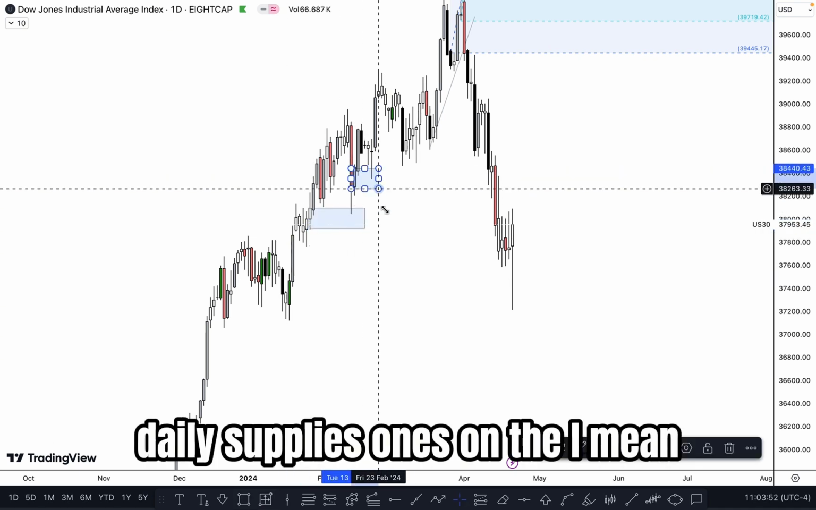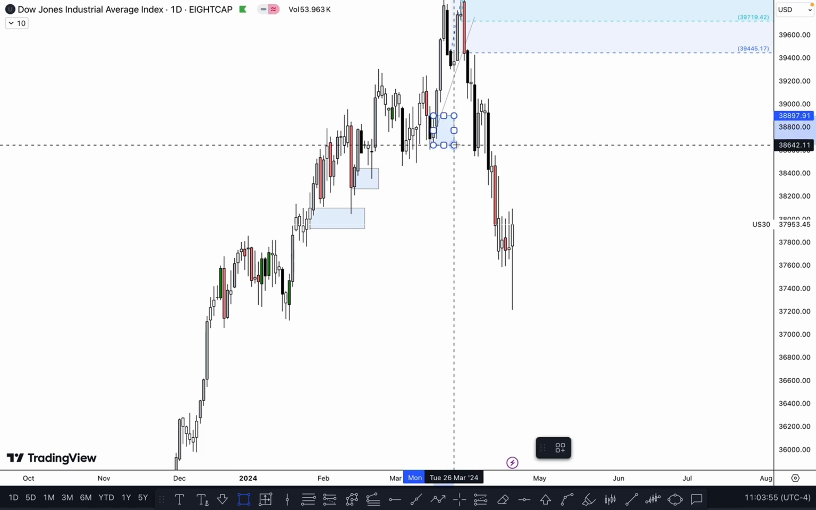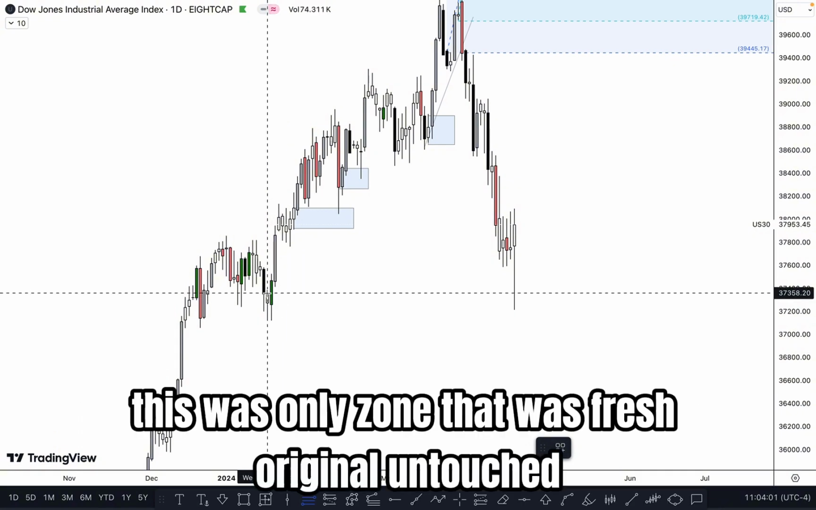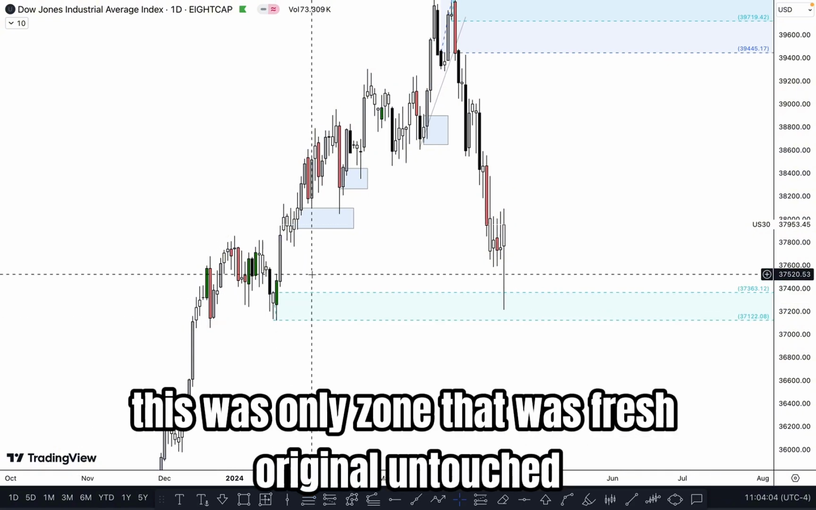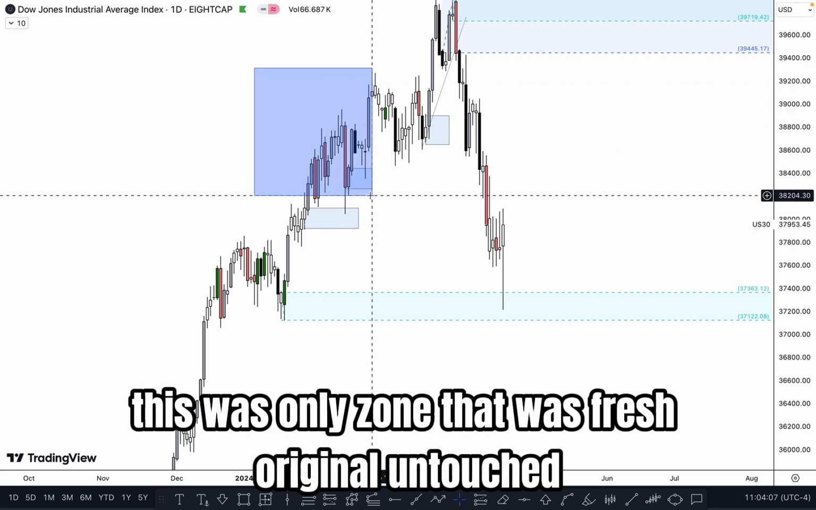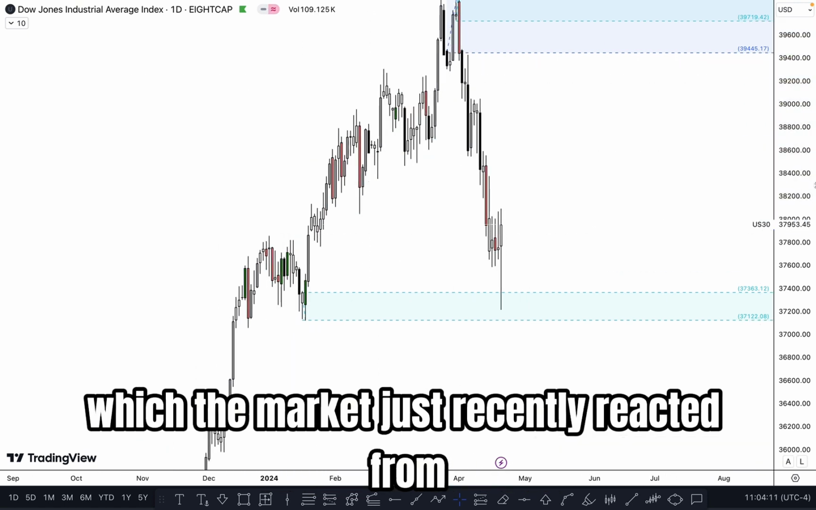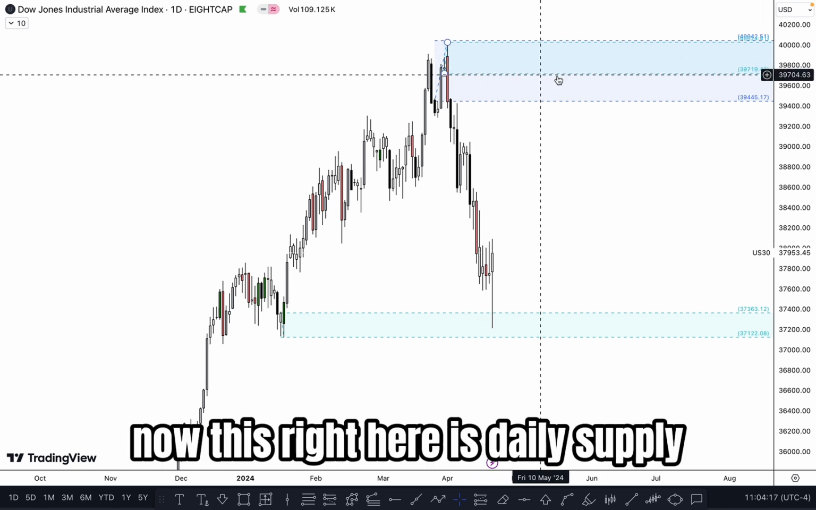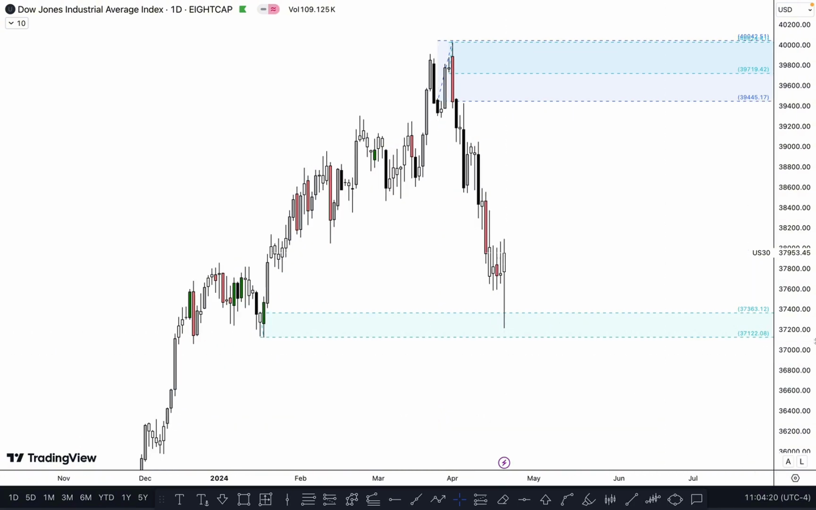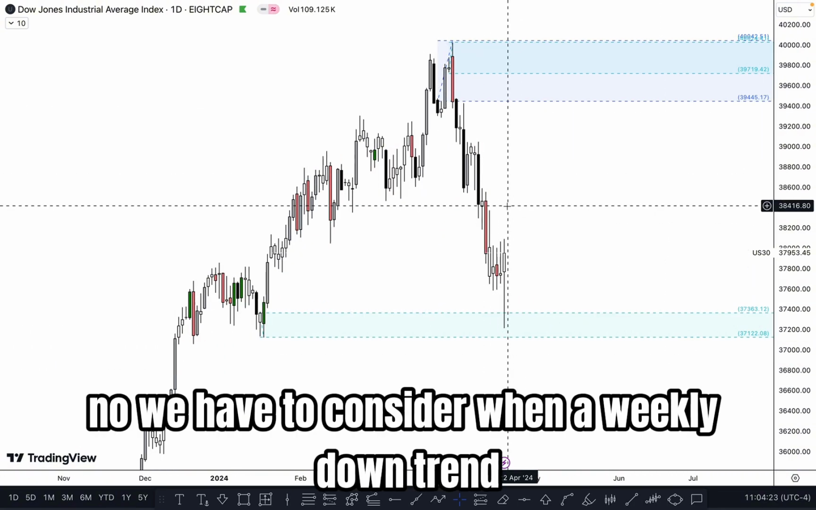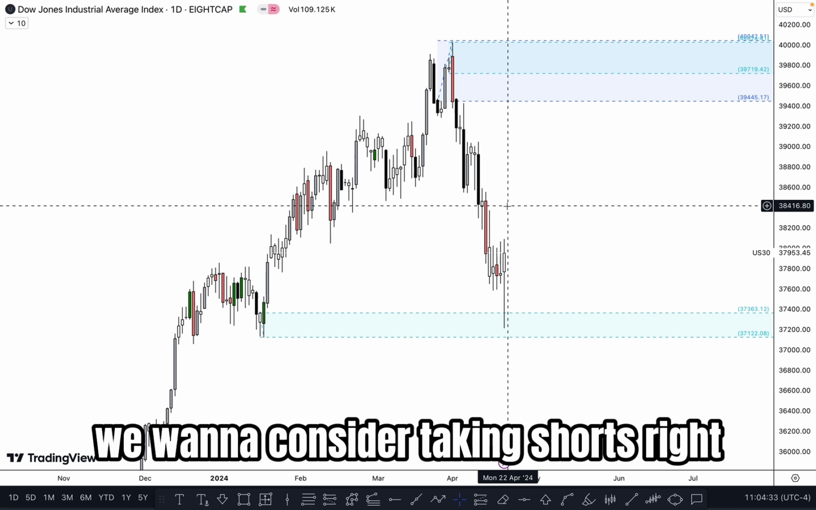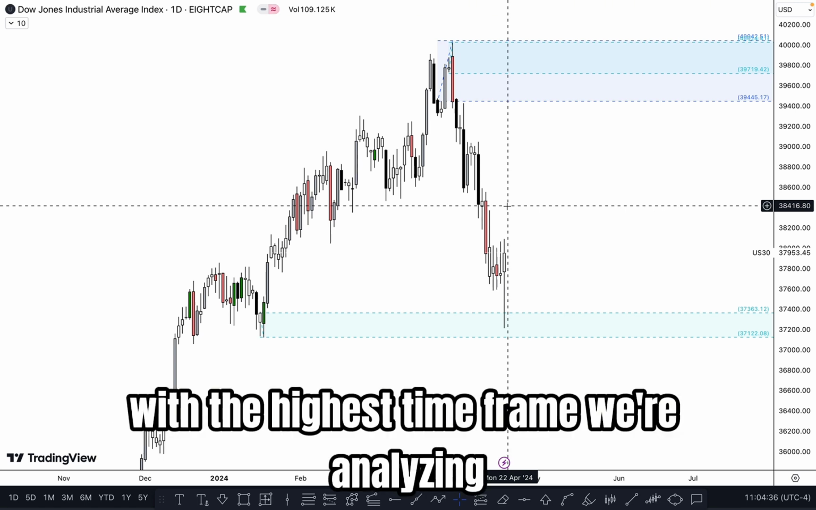Now we had previous daily supply and daily demand zones on the way up, but most of them have been mitigated. This was the only zone that was fresh, original, untouched, which the market just recently reacted from. Now this right here is daily supply, this right here is daily demand, this is the range. Now we have to consider we're in a weekly downtrend, so overall we want to consider taking shots with the highest time frame we're analyzing.